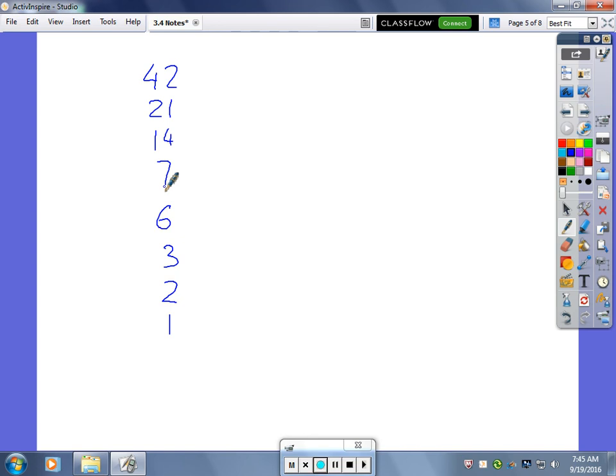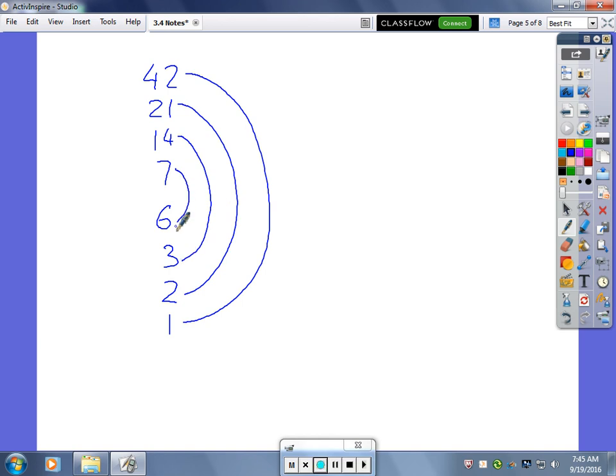Now let's connect the ones that we know are partners, that are pairs. 42 and 1, 21 and 2, 14 and 3, 7 and 6. This is called a factor rainbow. I'm sure you can guess why. And what happens here is we have found 4 pairs. We know that we have the numbers that belong together that give us 42 as a result when we multiply them. And also by moving up from the 1 and down from the 42, we meet in the middle at the 6 and the 7. And we know between 6 and 7 there is no other natural number. So we have all the numbers that we needed.